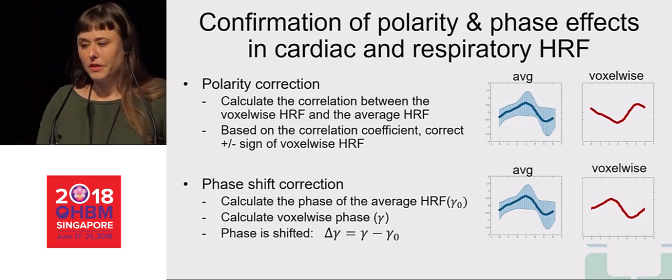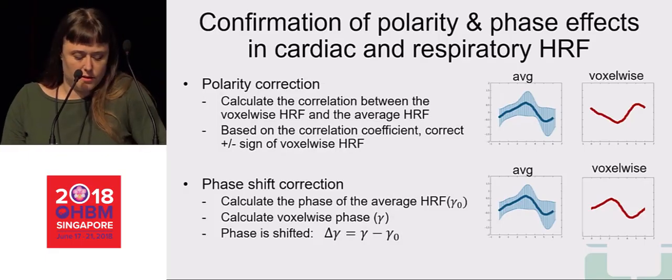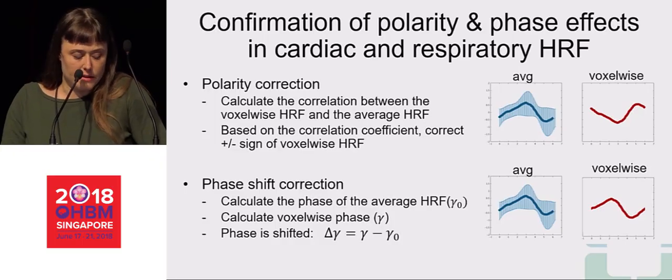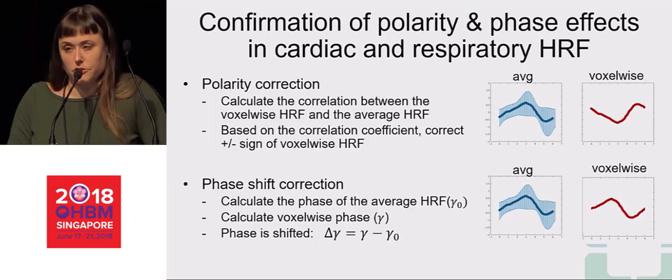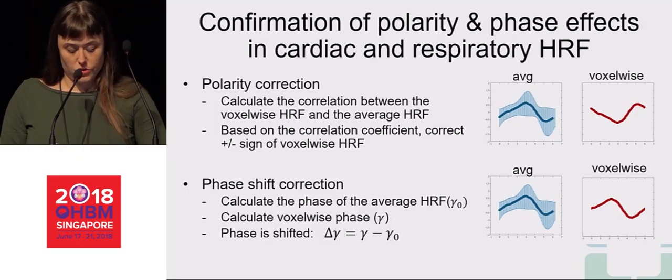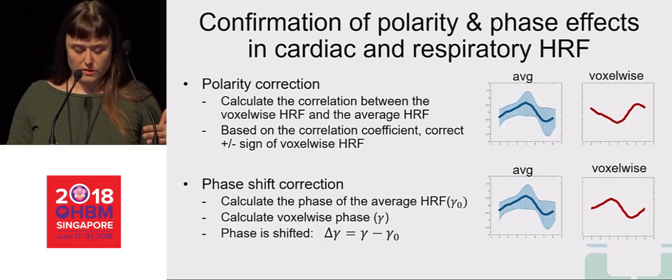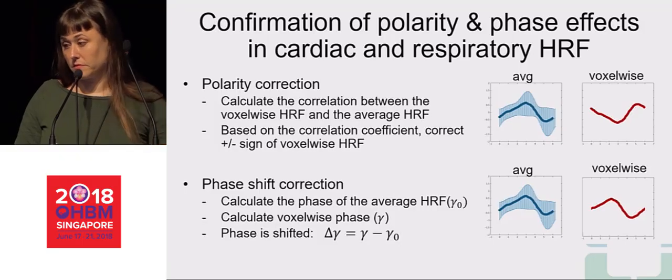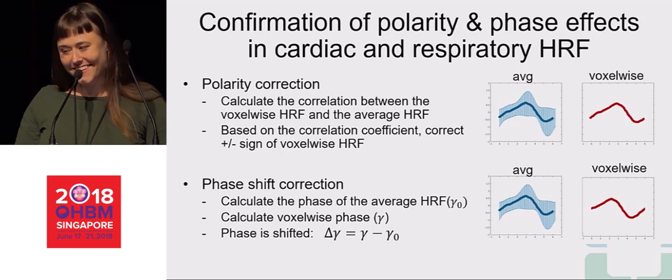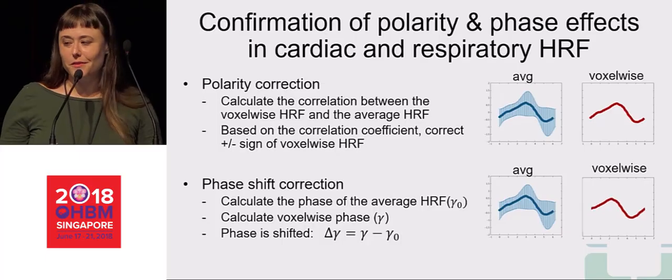For the polarity correction, we calculated the voxel-wise phase from the first harmonic of the sine and cosine coefficients, and then we calculated the average phase as the average across the voxels with the top 1% of F values. Then we correlated the two and just corrected the sign of the voxel-wise phase depending on the sign of the correlation. That's what it looked like when we did it.